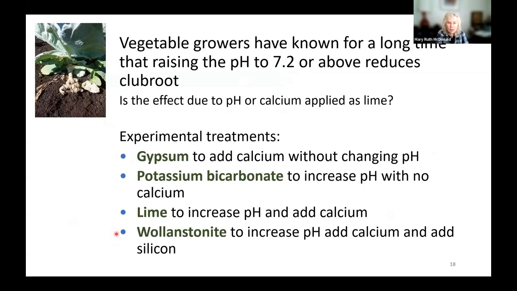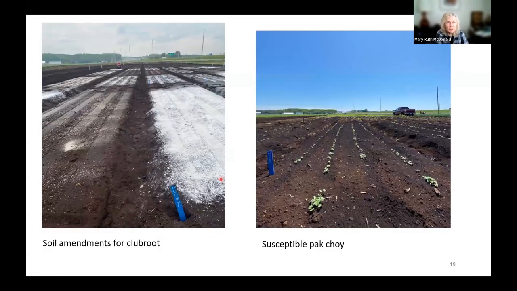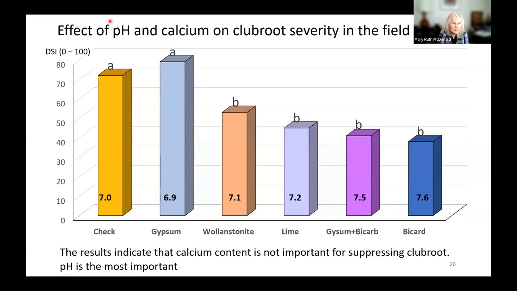And we looked at another product that contained calcium and silicon, with the idea that maybe the silicon would help reduce disease as well. So the products were spread in the spring, incorporated. We waited a couple of weeks and then seeded susceptible pak choi, which is our standard short season vegetable that we use for these assays. And here's the clubroot severity.